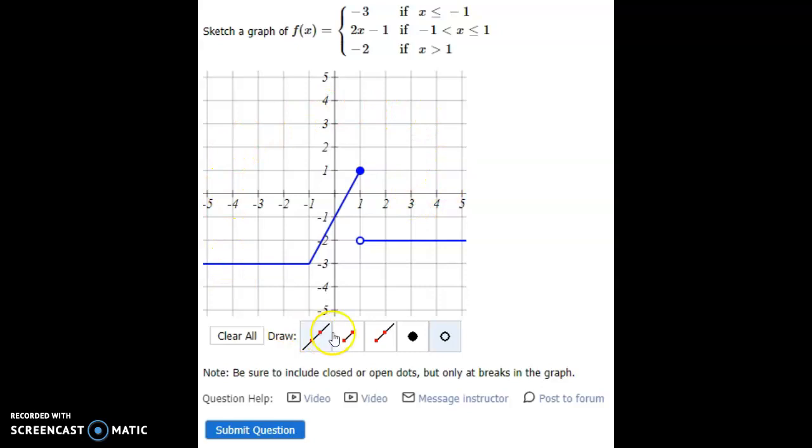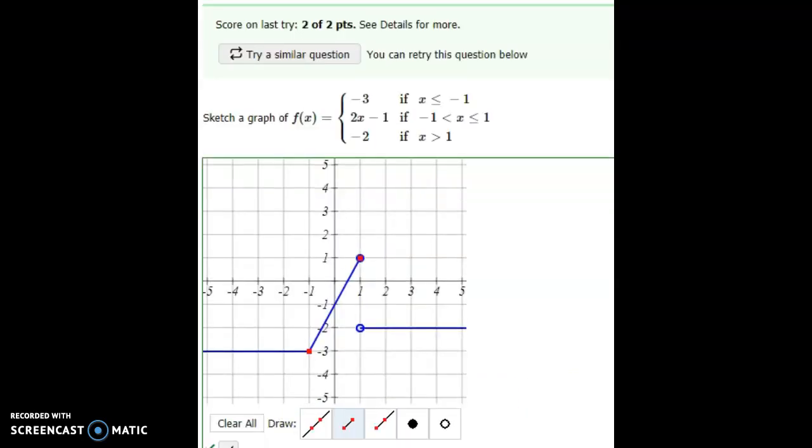And so there's my graph that I've made using the different types of straight lines and the include and exclude buttons. Let's see if that worked out. And yes, I got my green box, so everything's working. My graph worked. That's how we make a piecewise function.